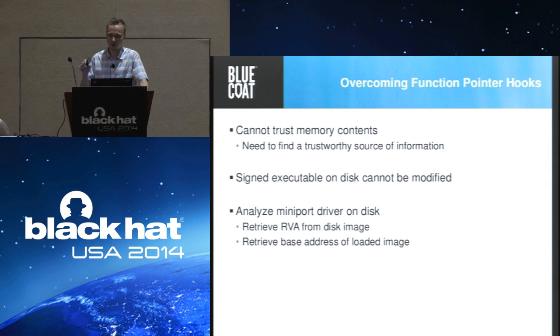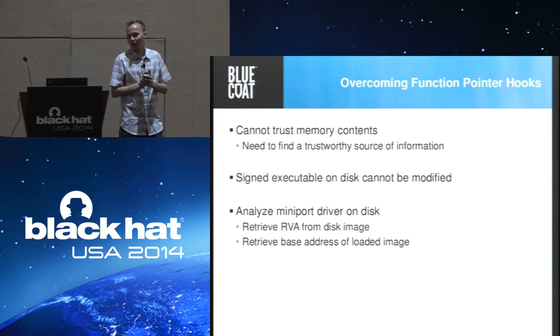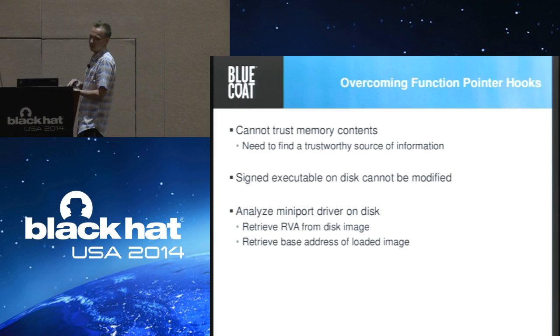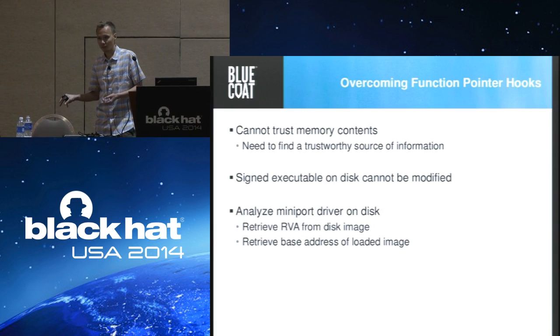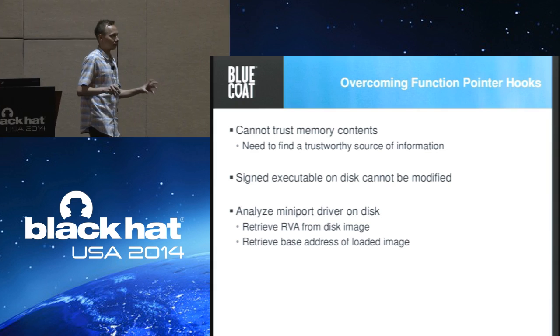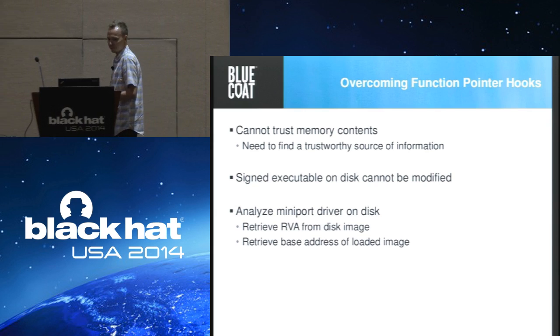And if you think about it, all drivers on 64-bit versions of Windows are actually signed. So if we use a signed Miniport driver on disk, we can use that as our trustworthy source of information, right? So our approach for doing this is to analyze the Miniport driver on disk. And we aim to retrieve the relative virtual address from the disk image. And then we have a look at, okay, where is this loaded in memory? What's the base address where it's loaded in memory? If you combine those two, voila, you have the original function pointer.